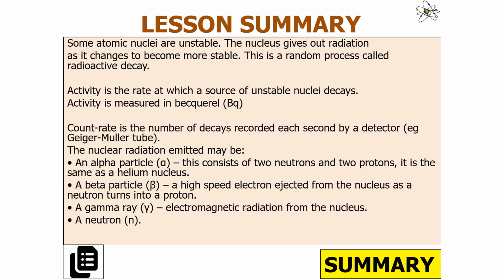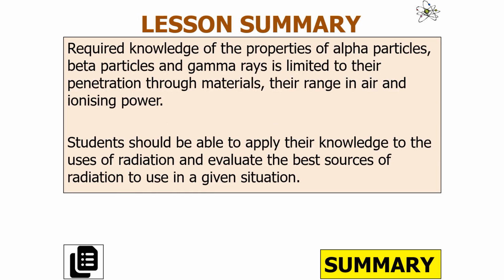Now, some atomic nuclei are unstable, so the nucleus gives out radiation as it changes and it becomes more stable. This random process is known as radioactive decay. Activity is the rate at which the source of unstable nuclei decay, and the activity is measured in becquerels. Count rate is the number of decays recorded each second by a detector, and the radiation emitted could be alpha particles, 2 protons and 2 neutrons, beta particles, an electron, or gamma rays, an electromagnetic radiation, or just a simple nucleus. Now, you should know the properties of alpha, beta, and gamma rays, and you should know their penetration, their range, and their ionizing power.